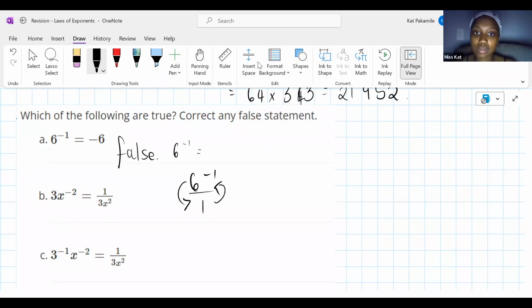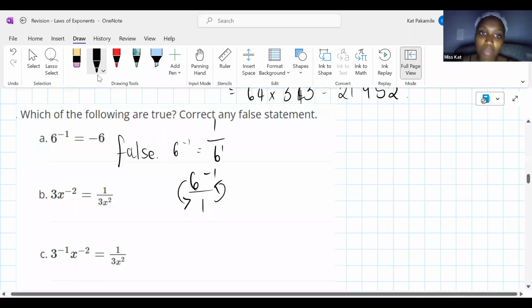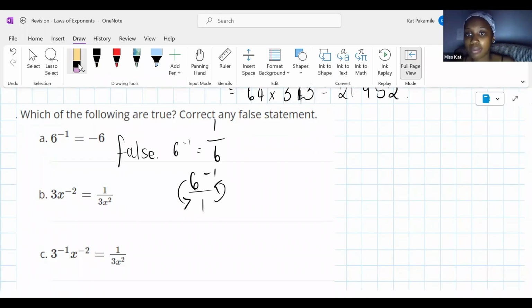What will the answer be? No, Chelsea, no calculators, please. Thank you. So it will be 1 over 6 to the power of 1, but we don't write to the power of 1. Do you understand how this works, Pamela? Yes, ma'am, I do. Beautiful.